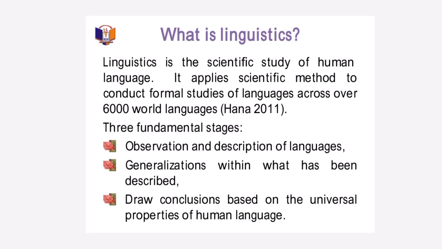By this, we apply scientific method to conduct formal studies of languages across over 6,000 world languages. There are more than 6,000 languages all over the world, in accordance with Hana 2011. And to do this effectively, there are three fundamental stages that we will pass any language through, suppose we want to study it. First of all, we observe data that we collect from the language. We collect data in the form of words, spoken words or written words.